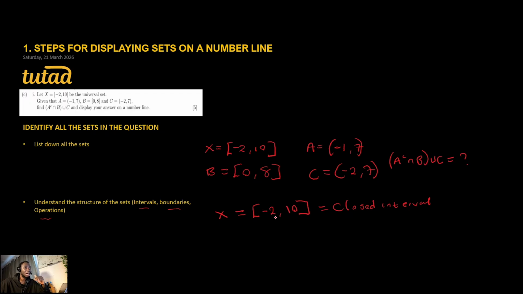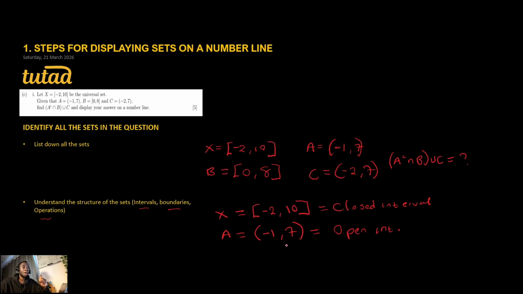So when we list down set X, all those elements starting from -2 to 10 are part of the universal set. When we look at set A, we have a parenthesis and then we have -1, which is the lower boundary, and 7, which is the upper boundary. When we have a parenthesis on both ends of the boundaries, this means that this set is an open interval. And what does it mean when a set is an open interval?